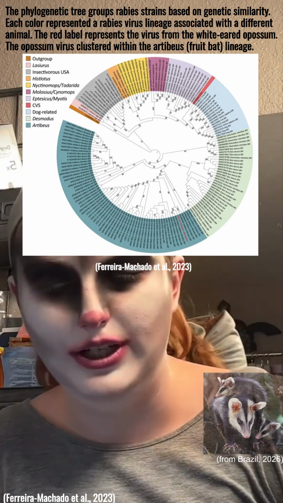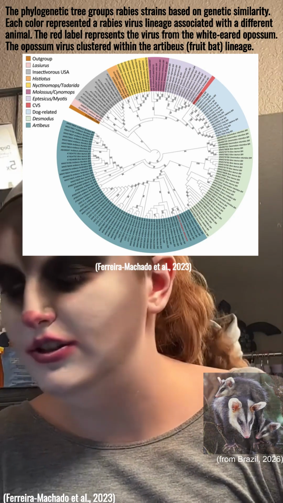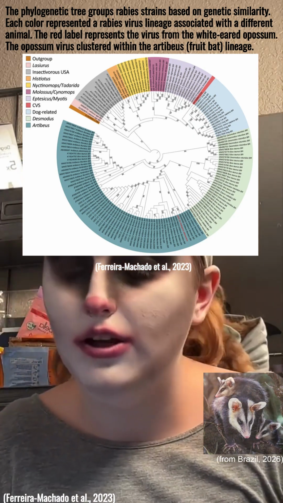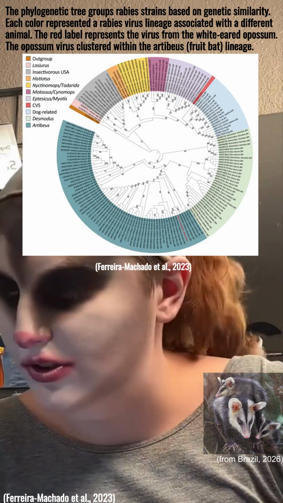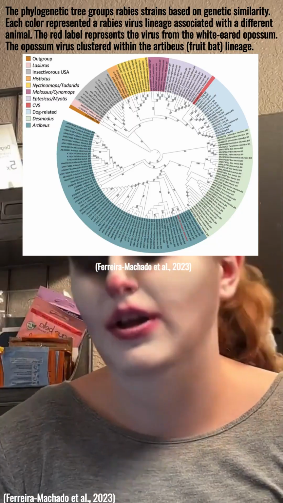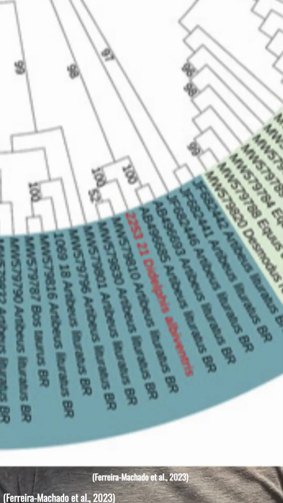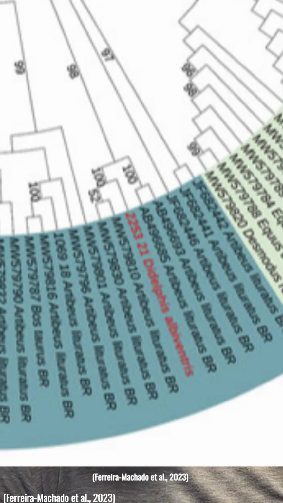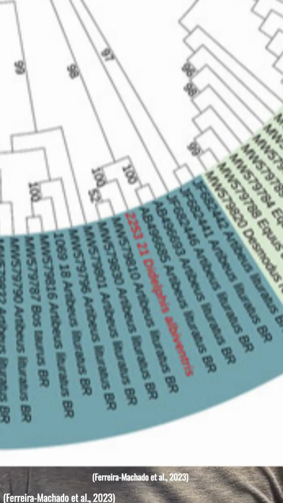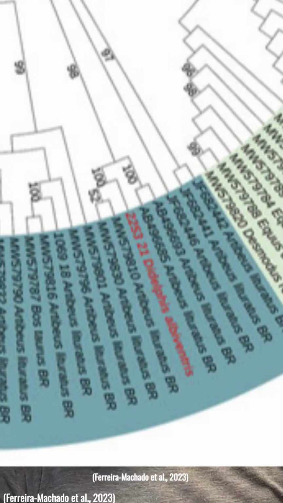The phylogenetic tree groups rabies strains based on genetic similarity. Each color represented a rabies virus lineage associated with a different animal. The red label represents the virus from the white-eared opossum. The opossum virus clustered with the Artibeus fruit bat lineage.